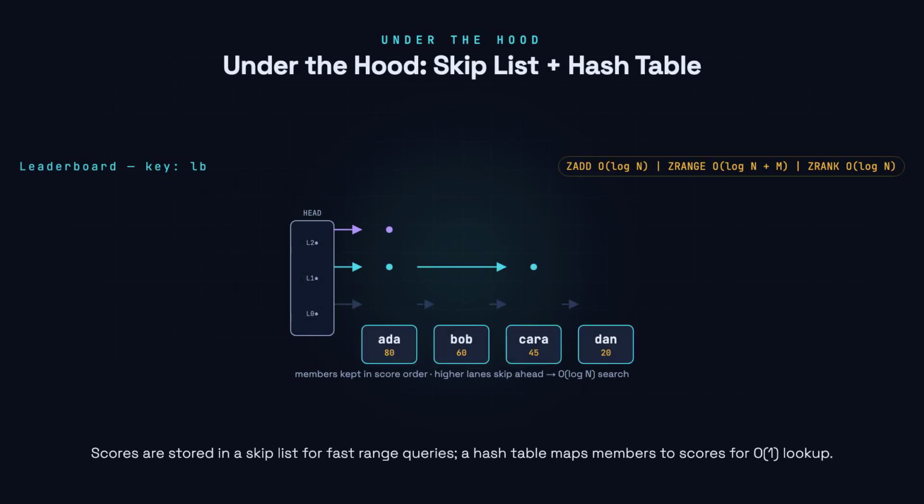Internally, Redis combines a skip list with a hash table. The skip list keeps members sorted, so range and rank queries run in O(log n), plus the number of results returned. The hash table gives constant time score lookups by member name.